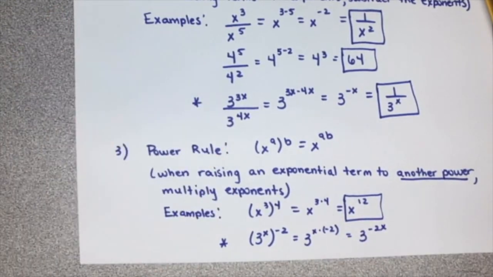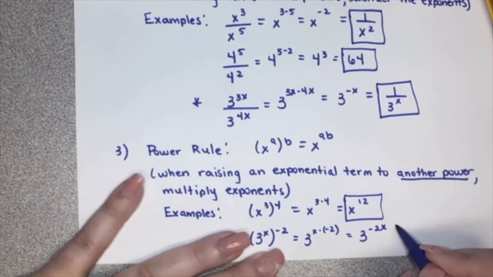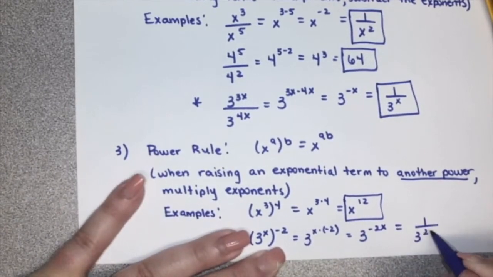So that'd be almost right, but why wouldn't I like you to leave it like this? Because it's a negative exponent, right? So it would be 1 over 3 to the 2x.